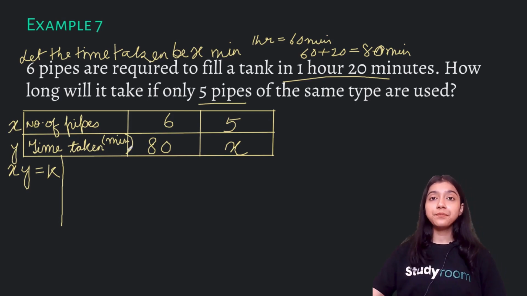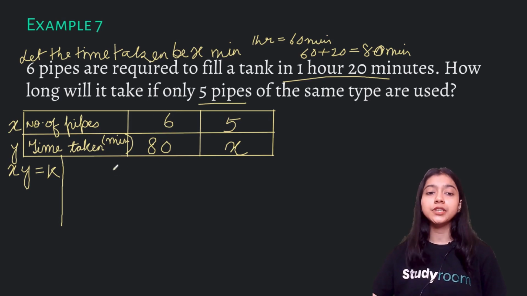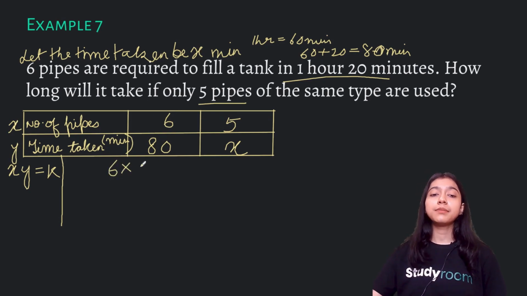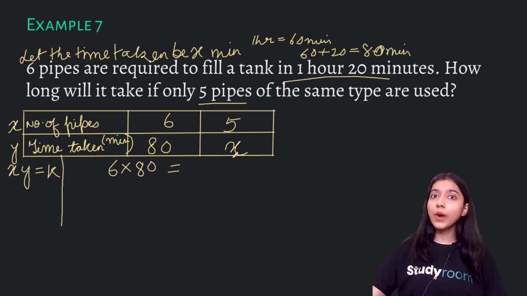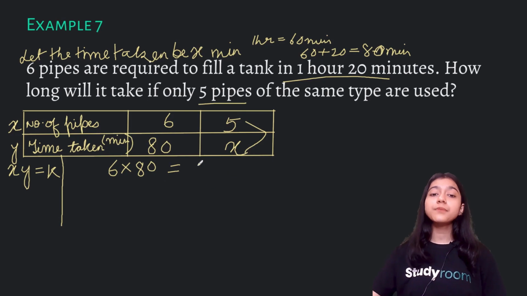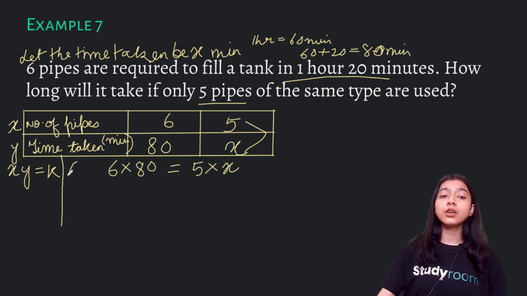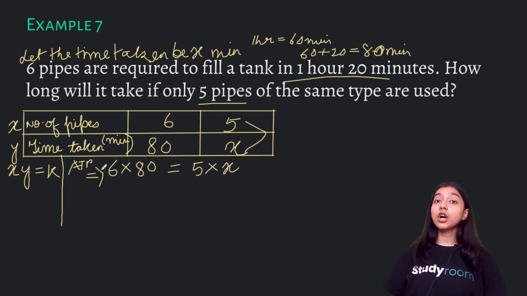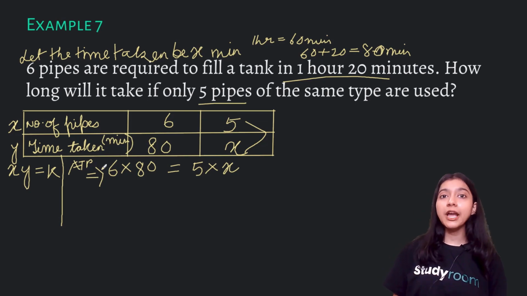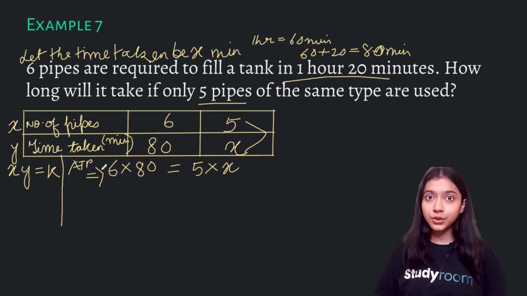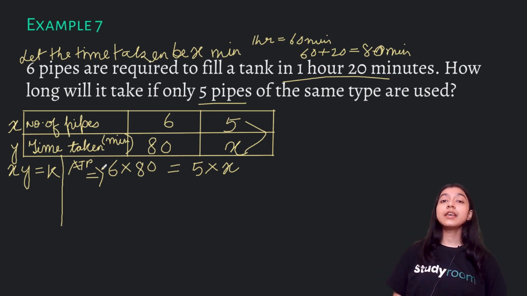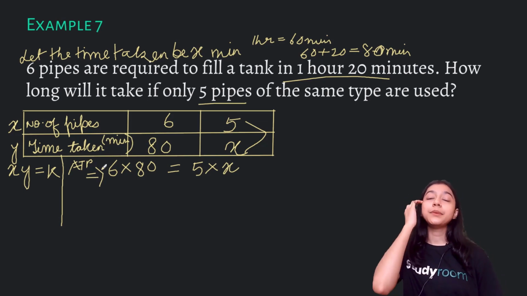Now you have x and y. This is the value of x1 and this is the value of y1. Let us take the product of these two. So we'll have 6 multiplied with 80, and this will be equal to x2 y2, the product of the two variables, so 5 multiplied with x. This will be our equation according to the problem, because the number of pipes and the time taken are inversely proportional to each other. So the product of the two variables will be a constant.